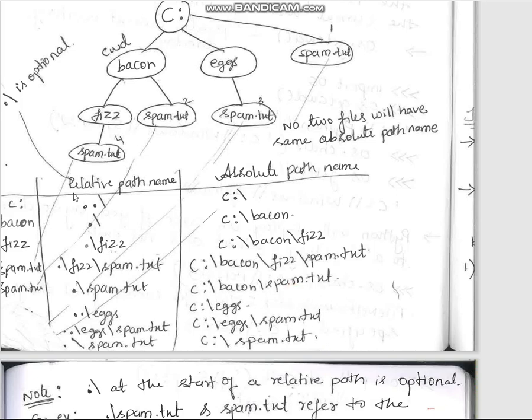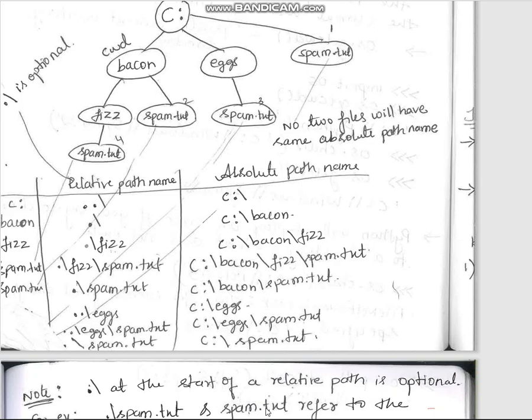And now if you see here, we have spam.txt here. The spam.txt here, here it is the same. No two files will have the same absolute path. Okay, so here no two files can have the same absolute path, but they may have the same relative path, because here spam.txt is inside this folder X. This spam.txt is inside this folder bacon.